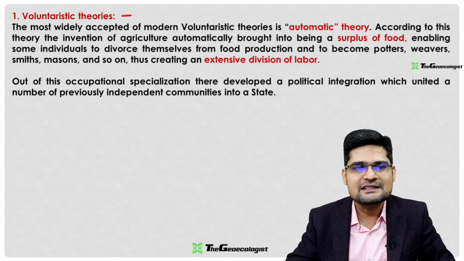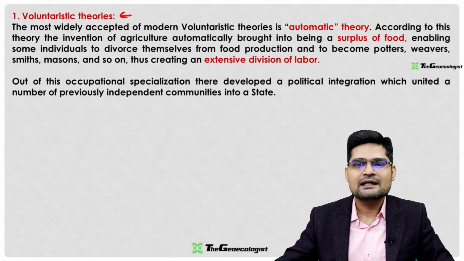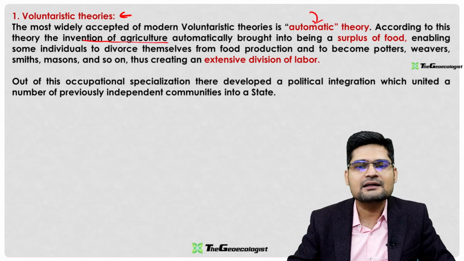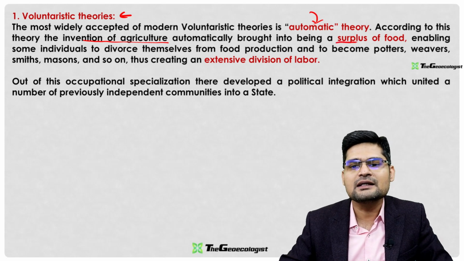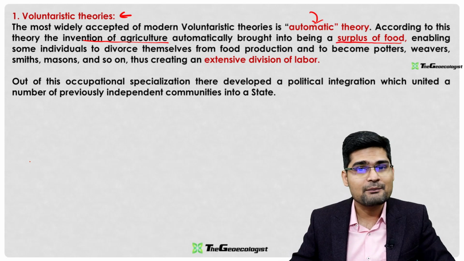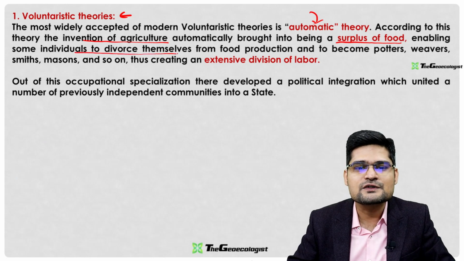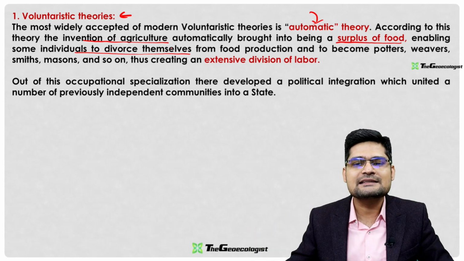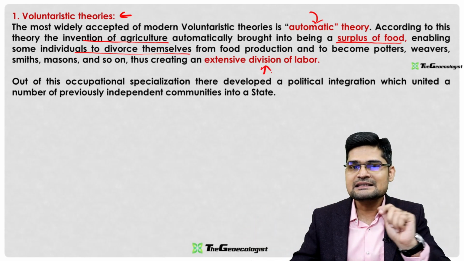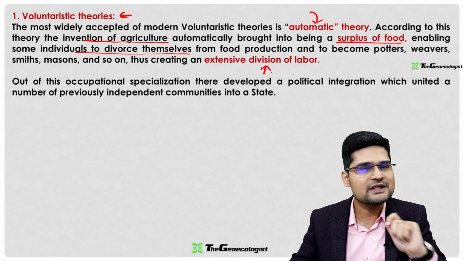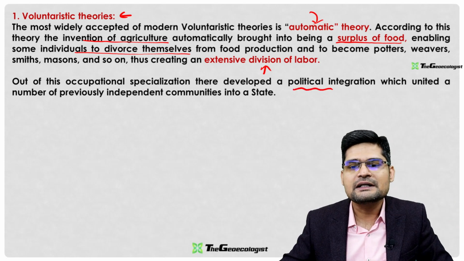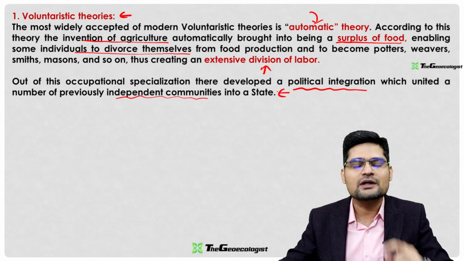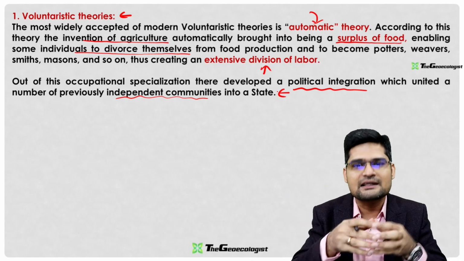So first of all, we see voluntaristic theories of the state. What does it say? It's basically an automatic theory. According to this theory, the invention of agriculture automatically brought into being a surplus of food. And then what happened? This enabled some individuals to divorce themselves from food production because you had surplus. So now there was a branching, an extensive division of labor. And this started occupational change and specialization. And there came the need for political integration, which united a number of previously independent communities into a given state formation. So this is the first kind of theory that we observe.